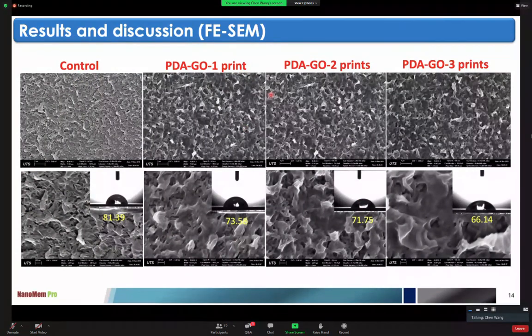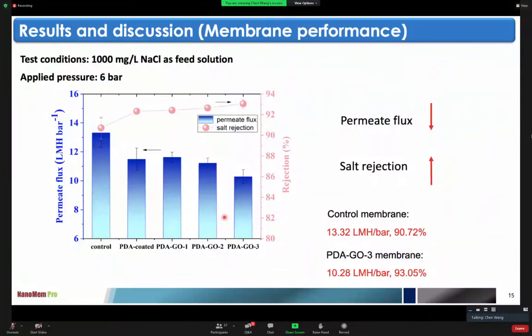These are the SEM images of the control and modified membrane. Compared to the control membrane, with the increase of PDA and GO prints, the membrane surface is gradually covered with a layer, which is more clear in the high magnification SEM images. In addition, the contact angle value decreases with the increase of PDA and GO prints, indicating the increase of the membrane surface hydrophilicity. Then let's see the membrane performance.